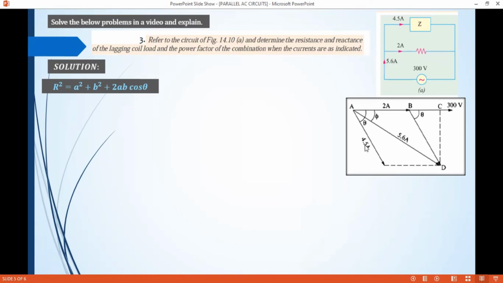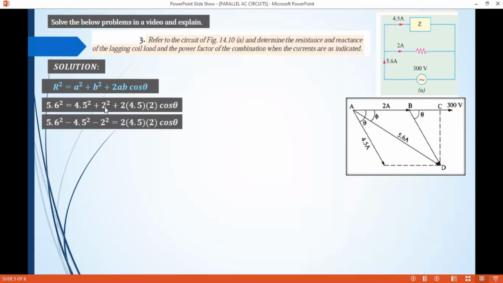Let's assume our a is here from the line A, which is the 4.5, and the b here is from the AB, which is the 2 amperes. So let's substitute the values into the formula. The resultant, which is this line, is 5.6 amperes. So 5.6 squared is equal to 4.5 squared plus 2 squared, plus 2 times 4.5 times 2, which is the AB, and then the cosine theta. So what we are solving for is the cosine theta.